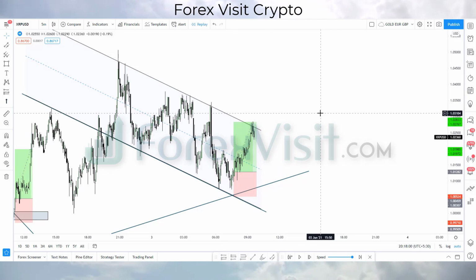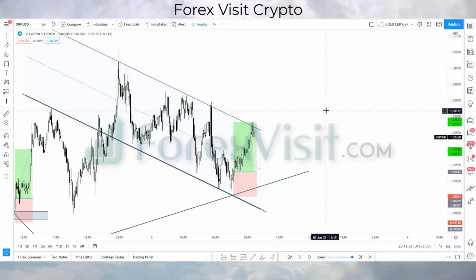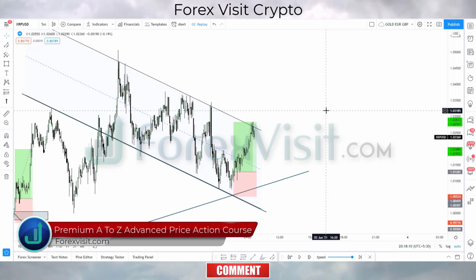I hope you will understand the concept of this strategy. I suggest everyone please practice more and more before jump into the live trade, and then start making a profit. I hope that you will like my strategy.